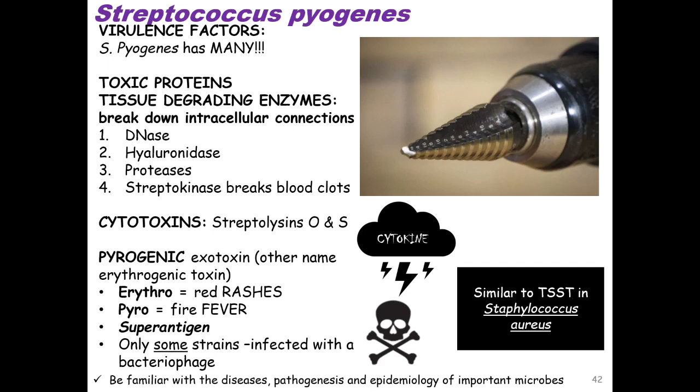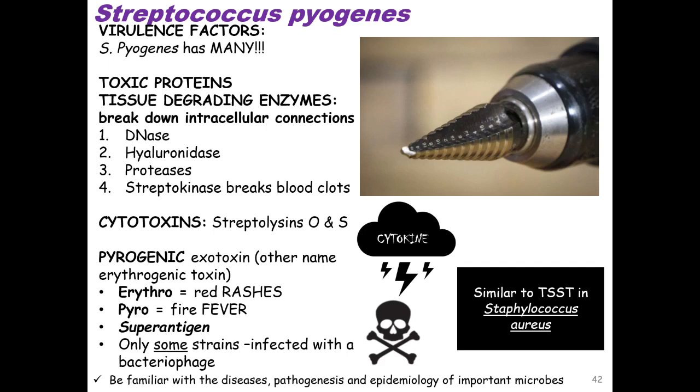Kinases break down blood clots. In that inflammatory response, a lot of times we try to build a clot with fibrin strands to contain them in a particular area, and so they can just break through with that. They have cytotoxins, and they gave them names: streptolysin, so it lyses cells, O and S. The difference between those two is that streptolysin O can't act in the presence of oxygen, but S can, so it's oxygen labile.